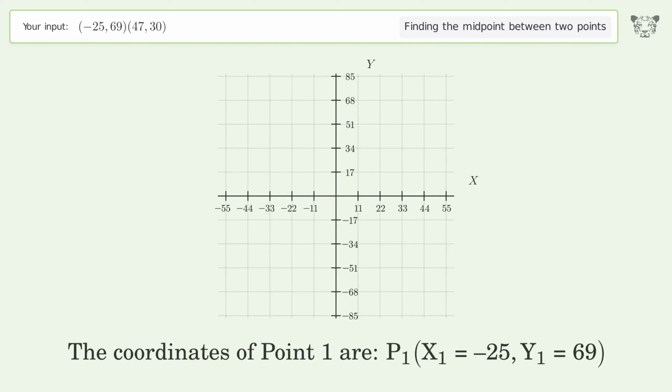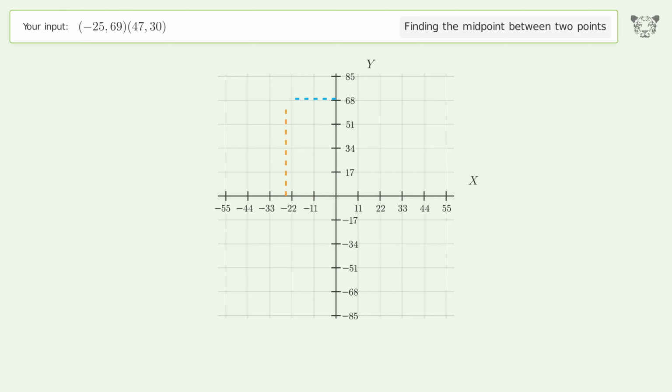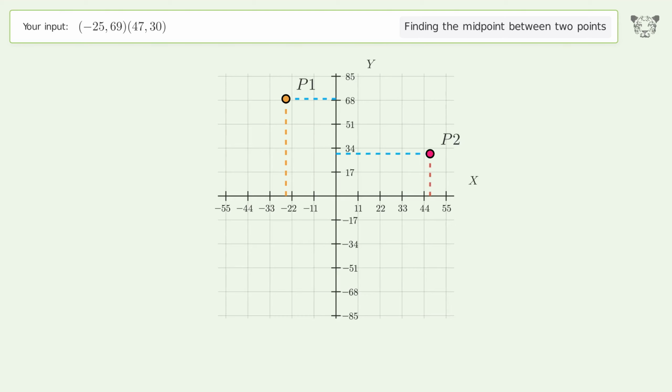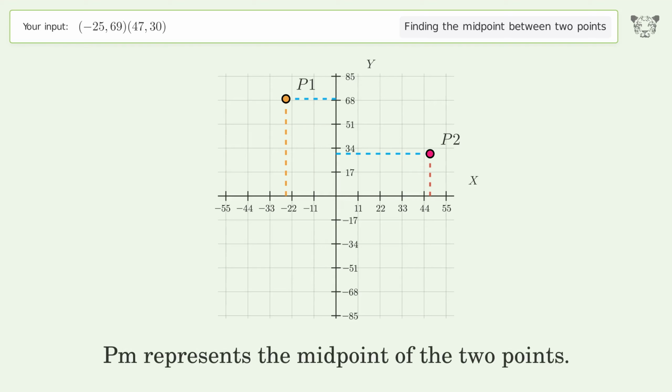The coordinates of point 1 are, x1 equals -25, y1 equals 69. The coordinates of point 2 are, x2 equals 47, y2 equals 30. PM represents the midpoint of the 2 points.